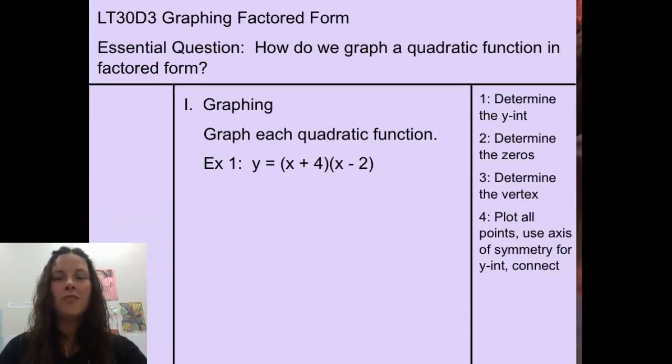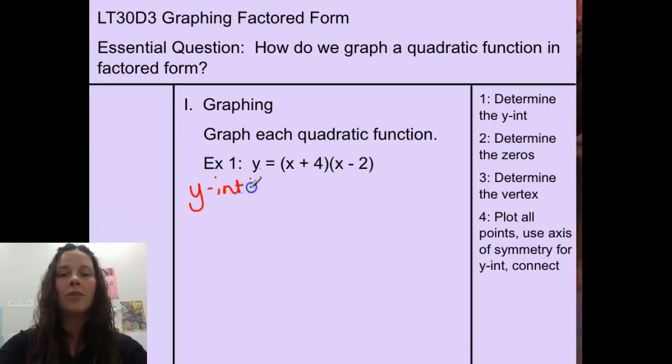The past 2 days, we have seen how to find zeros, y-intercepts, and the vertex in factored form. So now we're going to take all of that information and simply put it on a graph. Order doesn't necessarily matter, but I'll follow what I've got in the right-hand column. So we'll find our y-intercept first.